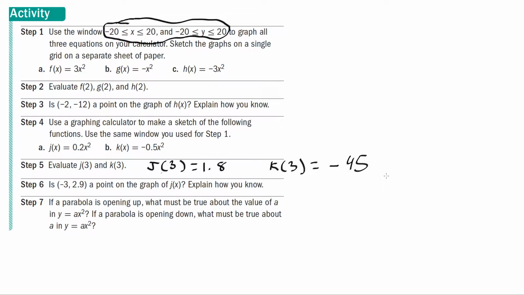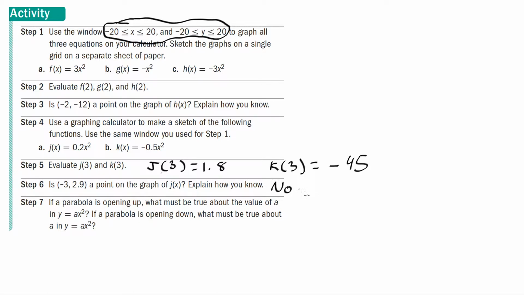All right, and then for step 6, it asks, is negative 3, 2.9 a point on the graph for j of x? Well, we know, because we know about parabolas, that they are symmetric about the y-axis, that if j of 3 equals 1.8, then j of negative 3 must also equal 1.8, and not 2.9. So the answer to this would be no, and it has to do with the symmetry of the parabola.